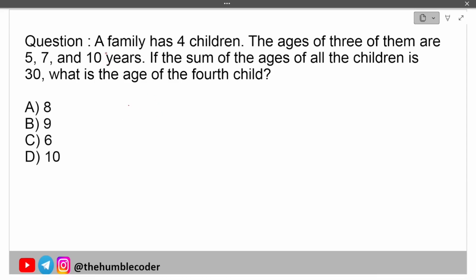We have the question as, a family has 4 children. The ages of 3 of them are 5, 7, and 10. Okay, so let's note down the ages 5, 7, and 10. If the sum of the ages of all the children is 30, what is the age of the fourth child?